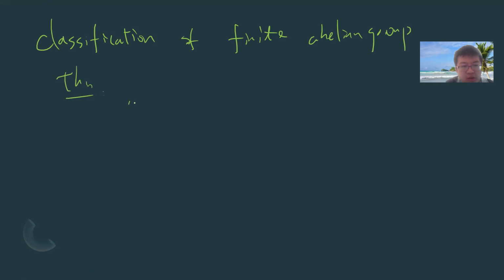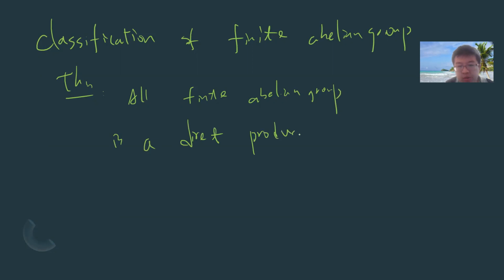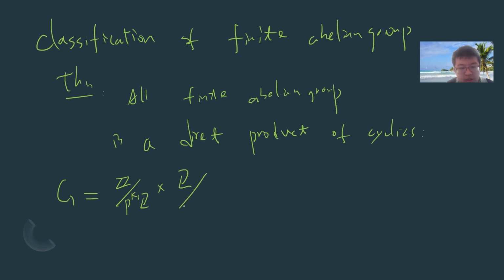The theorem says that every finite abelian group is a direct product, you can use the inner or outer, but they are the same, of cyclic groups. Basically, this G is just Z modulo p1^k1 Z times Z modulo p2^k2 Z and so on. Using these, you can easily classify examples.